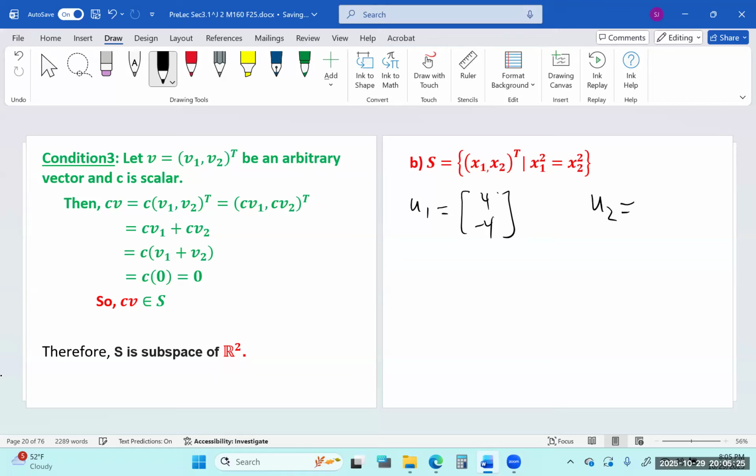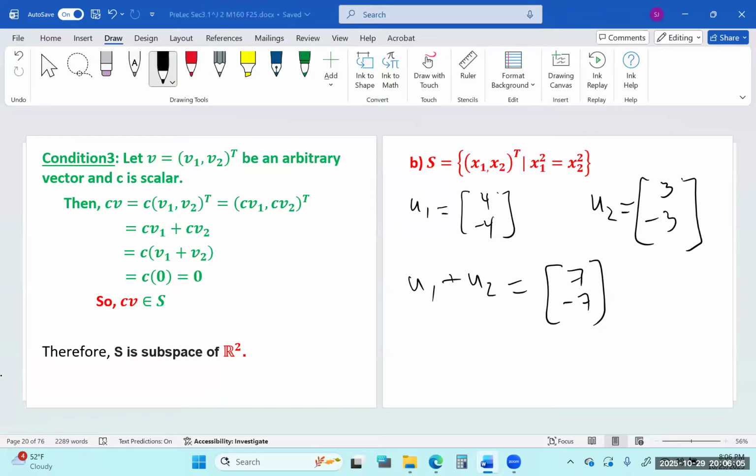So what if we did 3, negative 3? And then we have 3, negative 3. So let's add them. What is E1 and E2? You have 4, negative 4, and 3, negative 3. So we have 7, negative 7. Does it work really? It does, you square negative 7, same thing as positive 7. Just change negative 3 to negative 2.